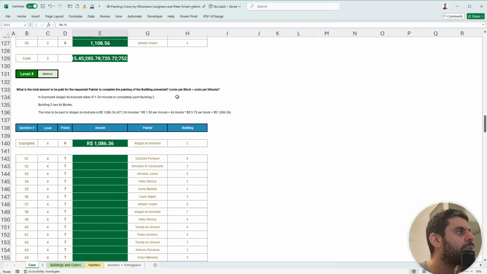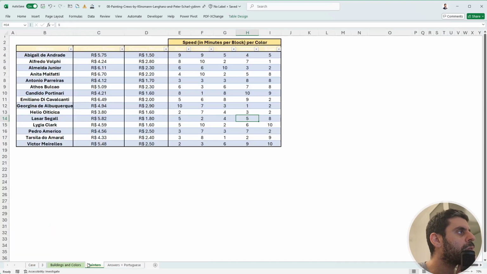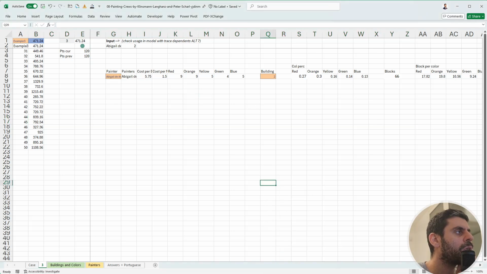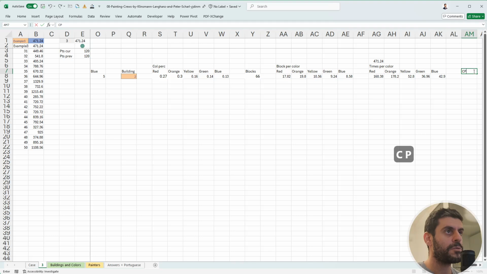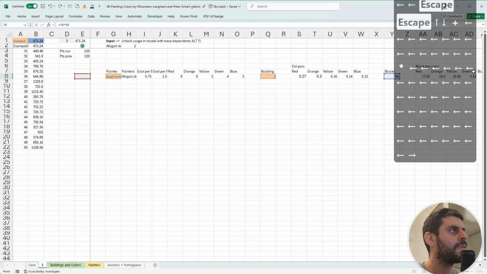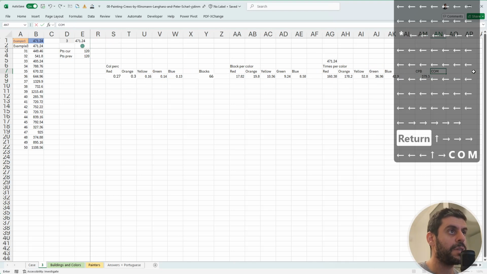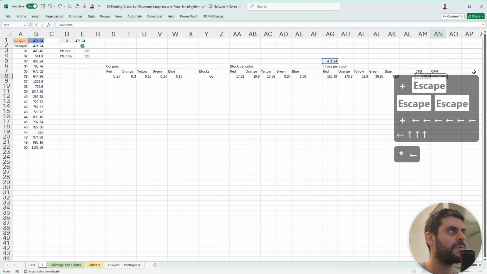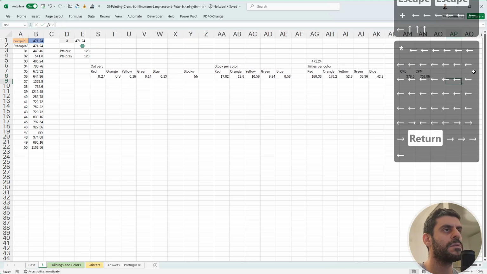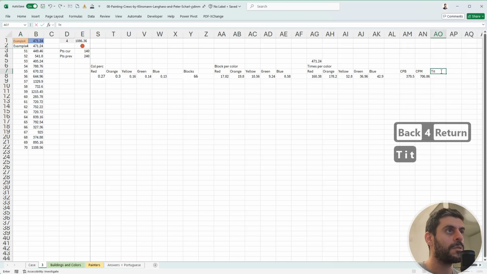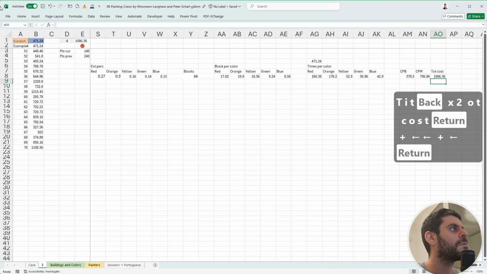Okay. What is the total amount to be paid for the requested painter to complete the painting of the building presented? Cost per block plus cost per minute. Okay. So cost per block. It's blocks times this. Cost per minute, this times this. Dot cost. Okay, this matches.